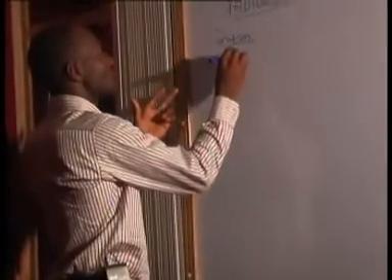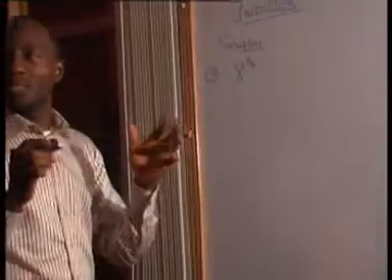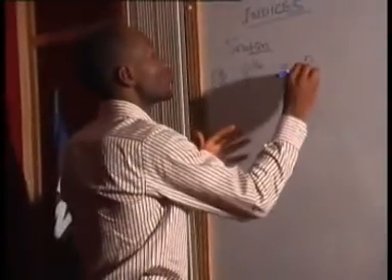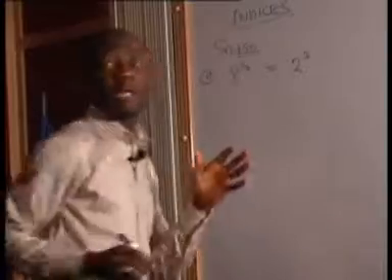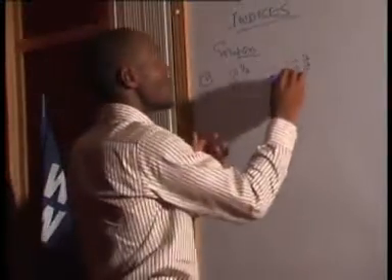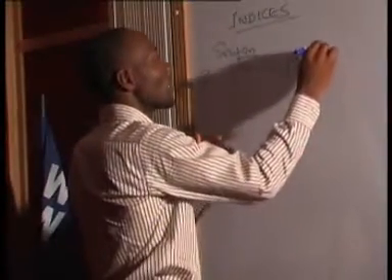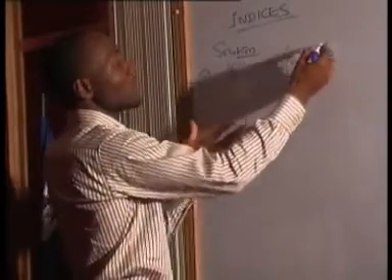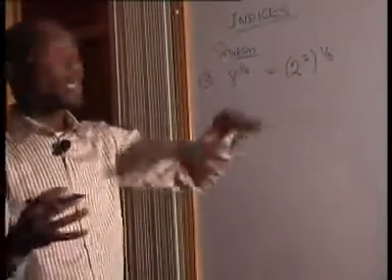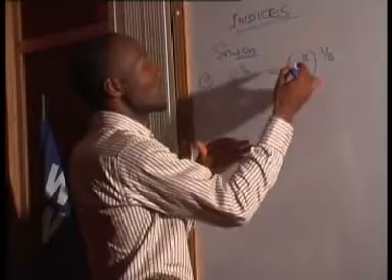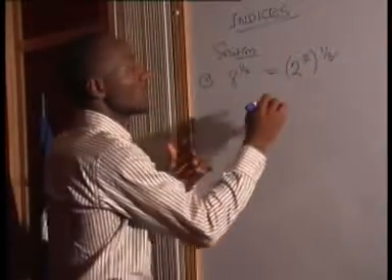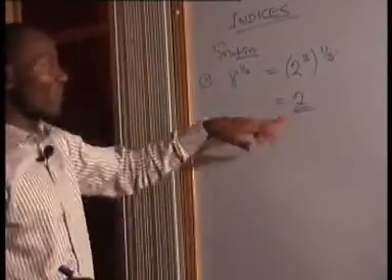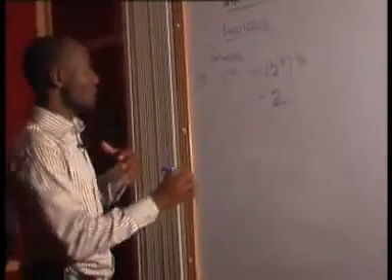8 raised to power 1 over 3. I hope you know that 8 is 2 raised to power 3. Are we there? Yes. Okay. Then raised to power 1 over 3. So this 3 is a power, this 1 over 3 is also a power. So they will take care of each other. So 3 is going to cancel 3, and you are left with only 2 as your answer. We have simplified that.